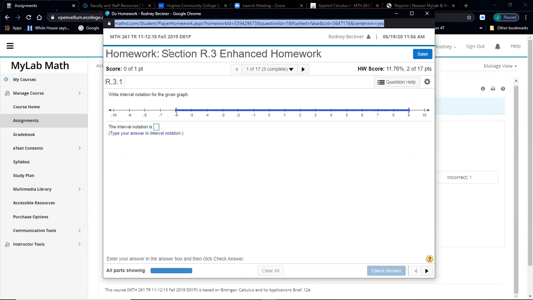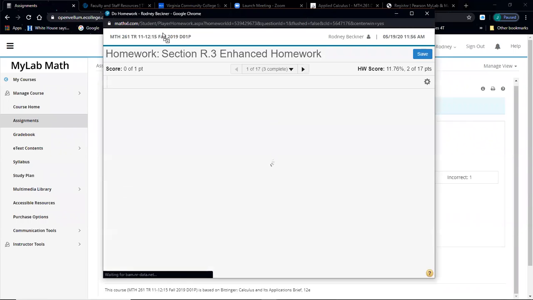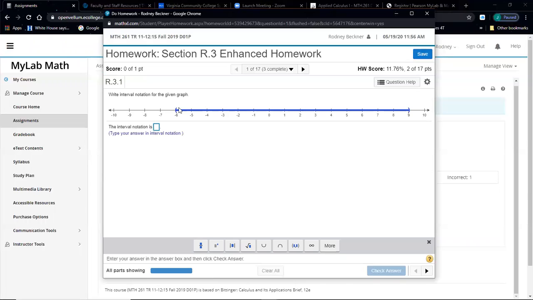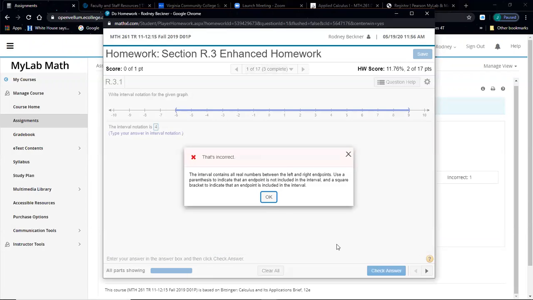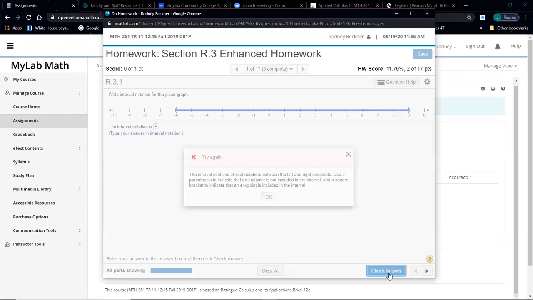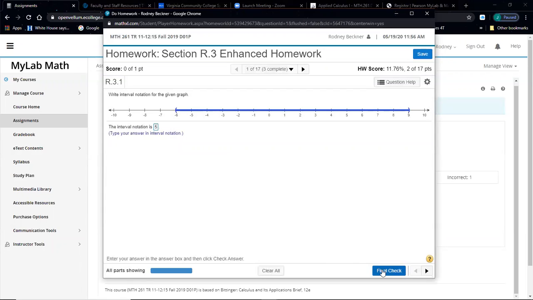So, write interval notation for the given graph. Why did it re-upload? All right, so I have no idea what interval notation is. The answer's 4. Check the answer. Nope, that was wrong. Maybe it was 5. Check the answer. That was wrong. Maybe it's 5.